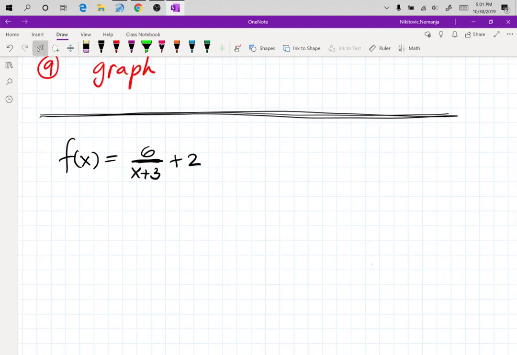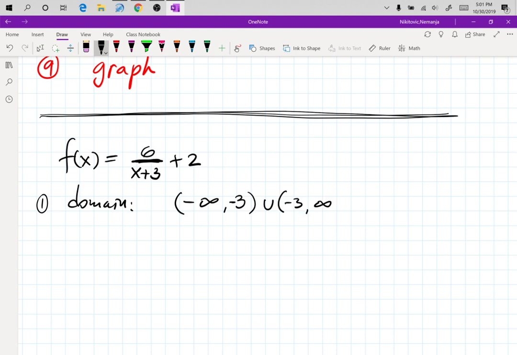Well, first of that is domain, right? Domain. That was number 1. So for domain, we know that -3 is a bad point. So we are going to have domain from -infinity to -3, union -3 to positive infinity. So this is our domain. Number 2, as x-intercept, you set y equal to 0.